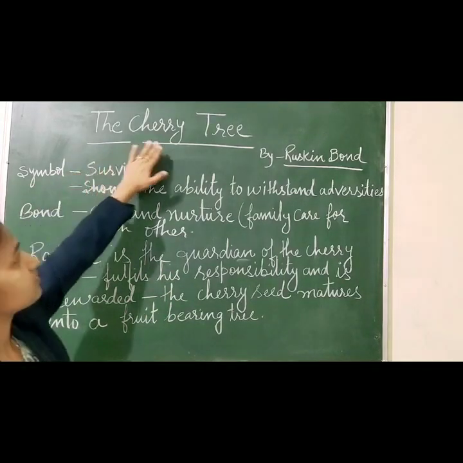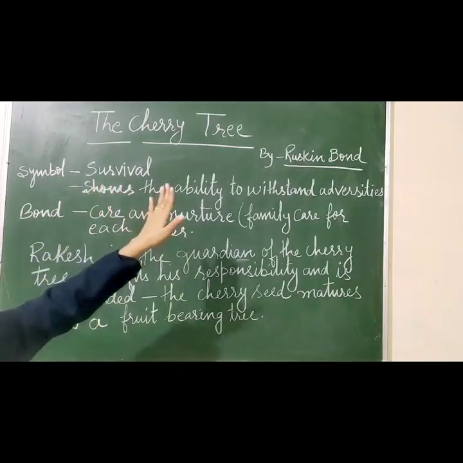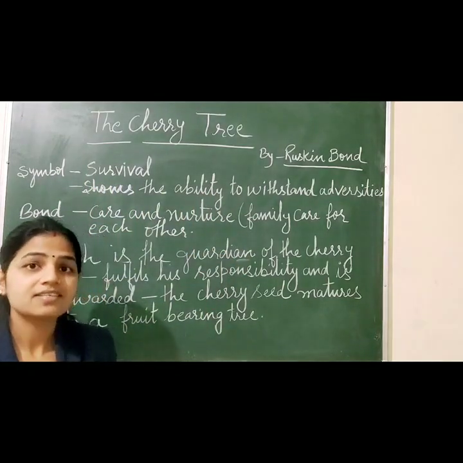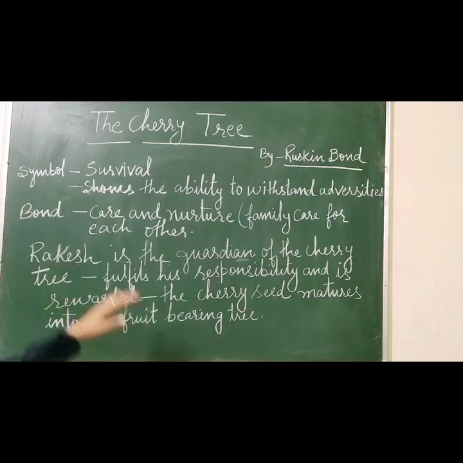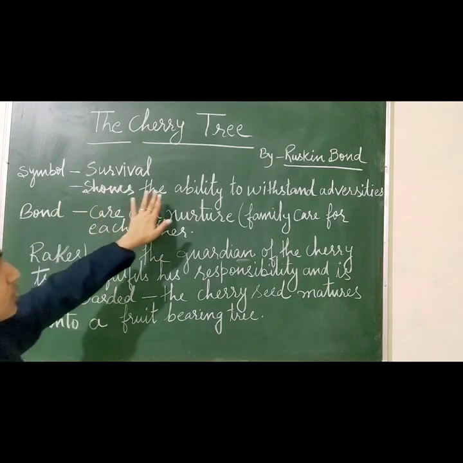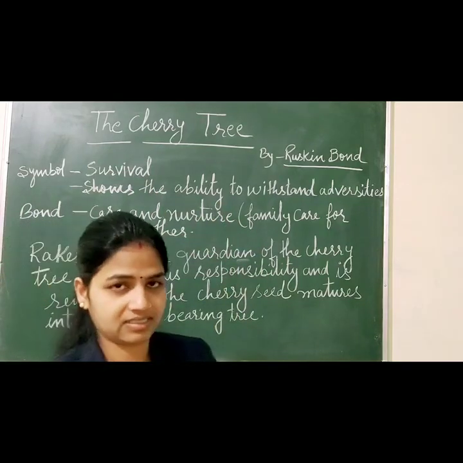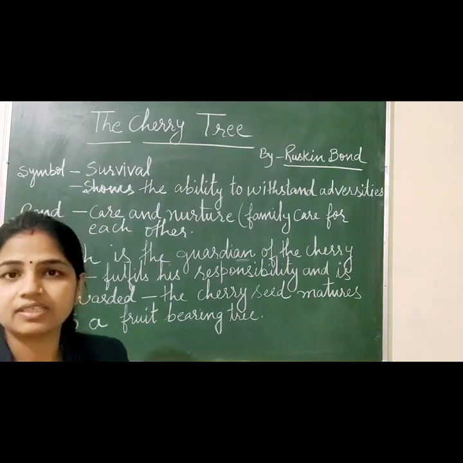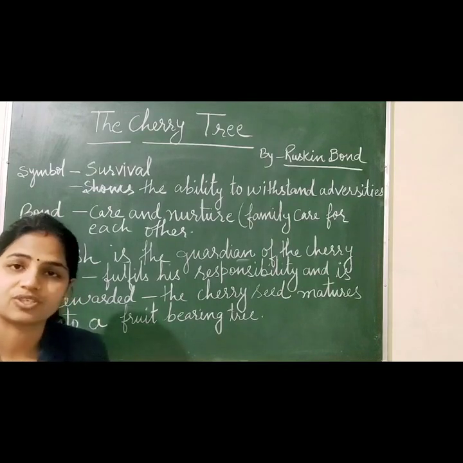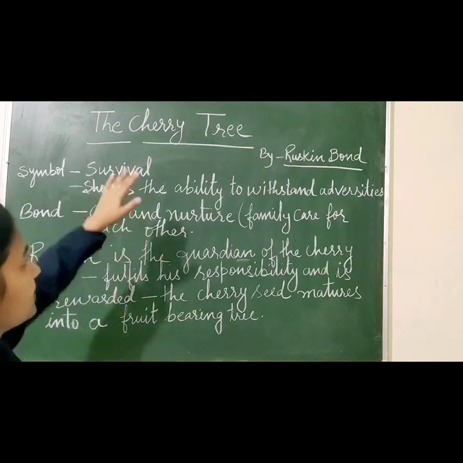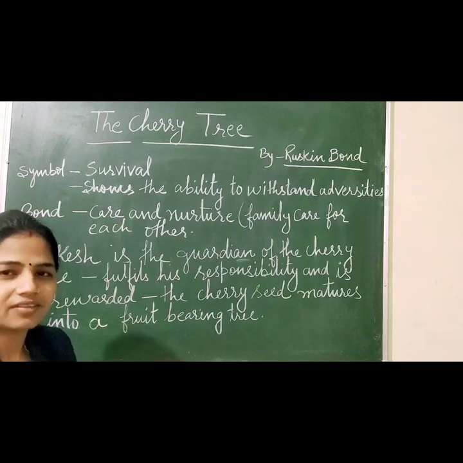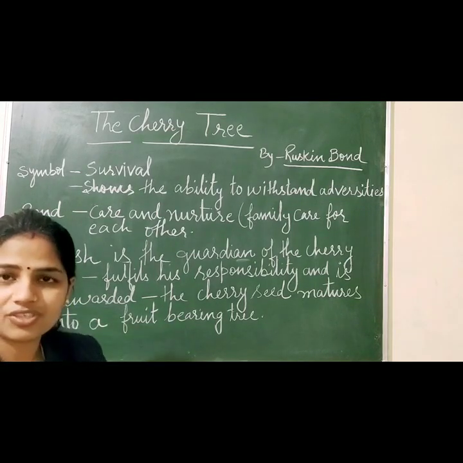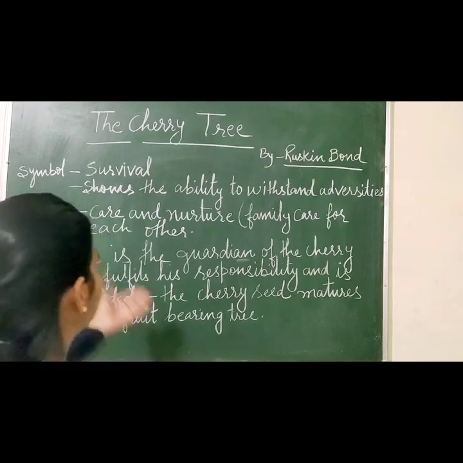So here the cherry tree symbolizes the survival of the fittest even during a difficult situation, just as we human beings do. As already written, it shows the ability to withstand. How much ability we have to survive even in the most difficult situations of our life. The same thing happened in the story also. Something went wrong with the cherry tree, but even during that particular situation, the cherry tree survived.